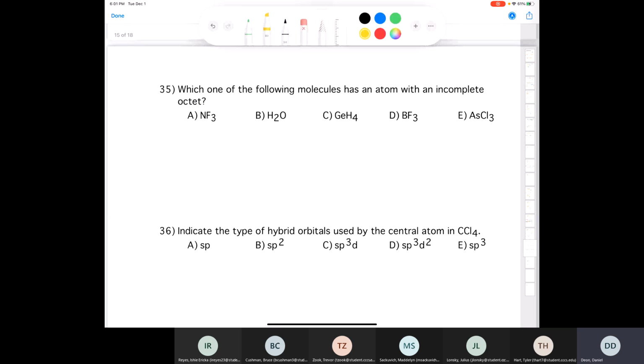Number 35, which one of the following molecules has an atom with an incomplete octet? Well, this is one of those questions where I went over specific examples of molecules that will have incomplete octets. Can anybody identify which one of these compounds would have an incomplete octet? Which one of these molecules would possess an atom with an incomplete octet?